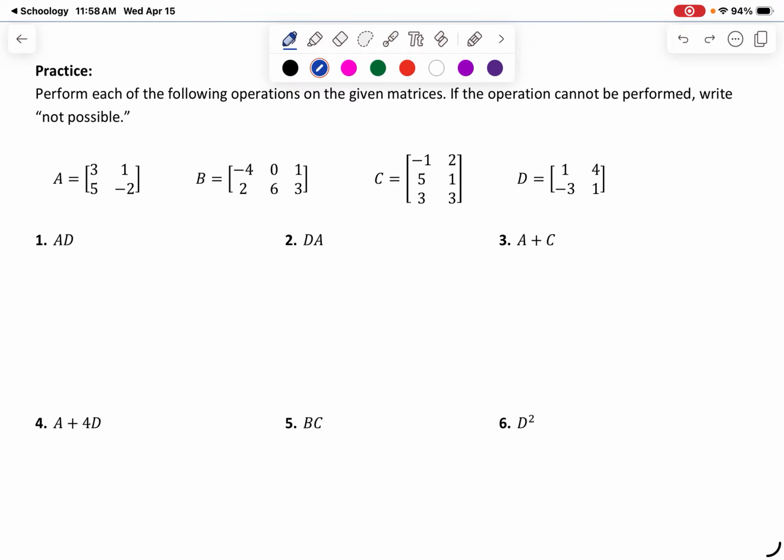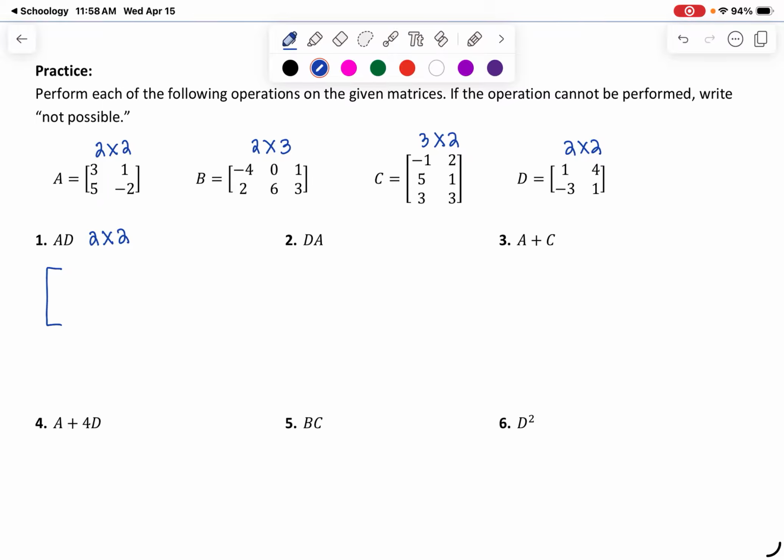All right, so first thing I'm going to do is write the dimensions of all 4 of these, because if it's asking me to multiply, I want to first check to see if I'm able to multiply. So this is a 2 by 2. This is a 2 by 3. This is a 3 by 2, and this is a 2 by 2. All right, so the first one says multiply A times D. So I can multiply them because the inner dimensions match, and I'm going to get the outer dimensions. I'm going to get a 2 by 2.